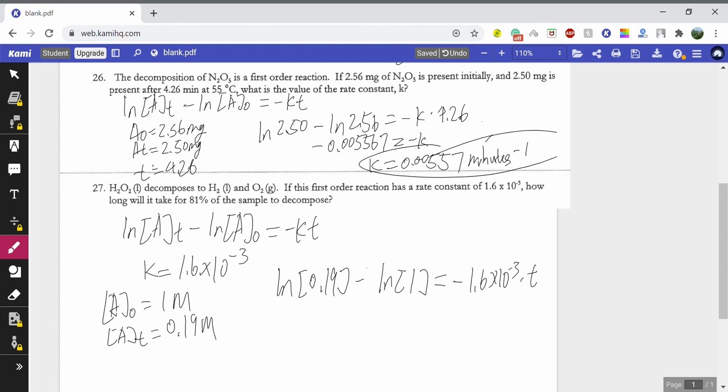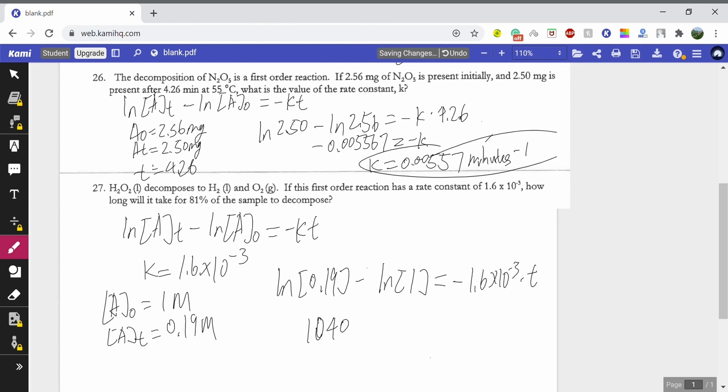Now we plug into our calculator. ln of 0.19 minus the natural log of 1, divided by negative 1.6 e to the negative third. That gives an answer of 1037.96. It rounds up to 1038, and if you want to stick to the rule of 3 significant figures, it's going to be 1040.